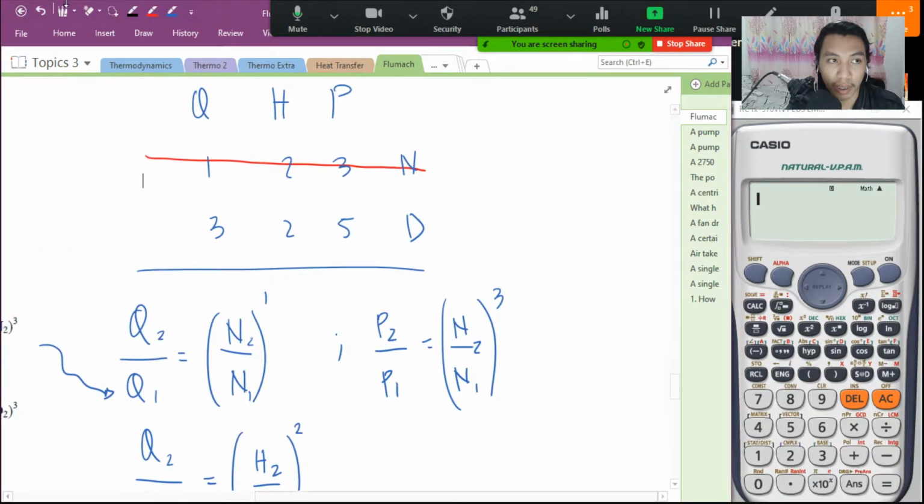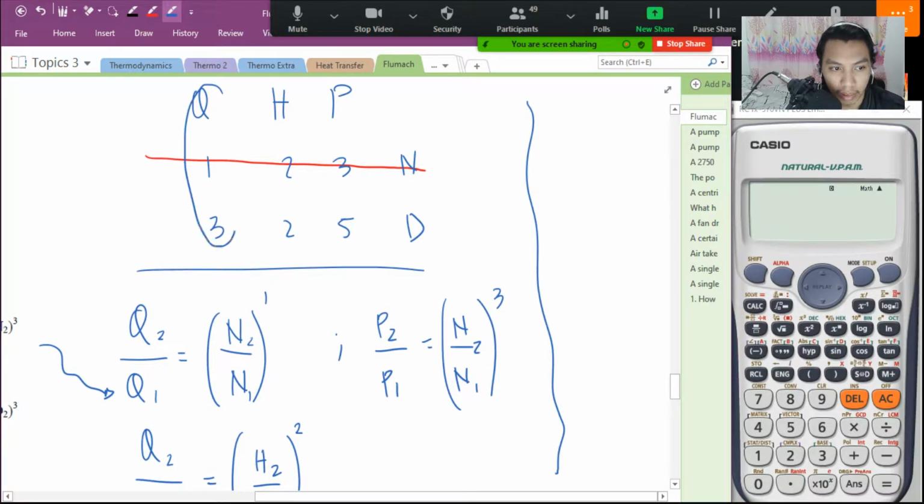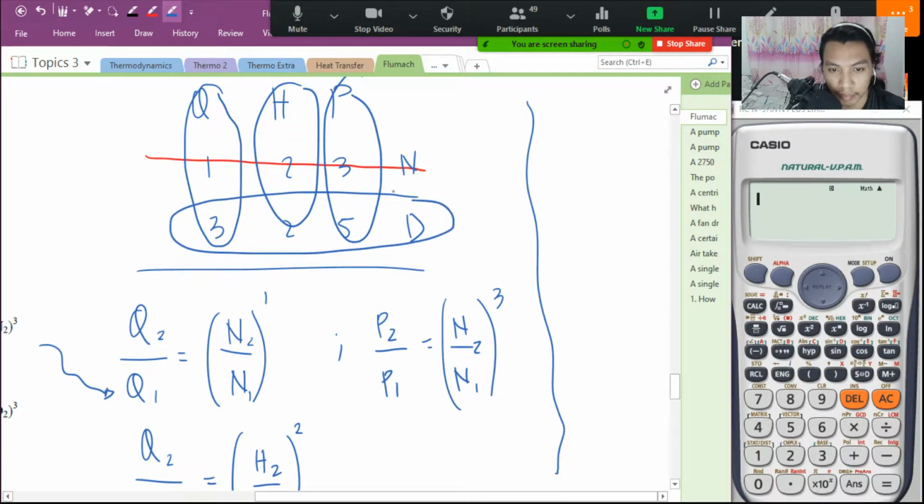Take note, the speed is constant, while the diameter is changing. So, here on the side. Take this, take this, take this. And then this one here. Now, how about the one for Q that you need to find? Q2 over Q1 equals D2 over D1, the power, that is 3.